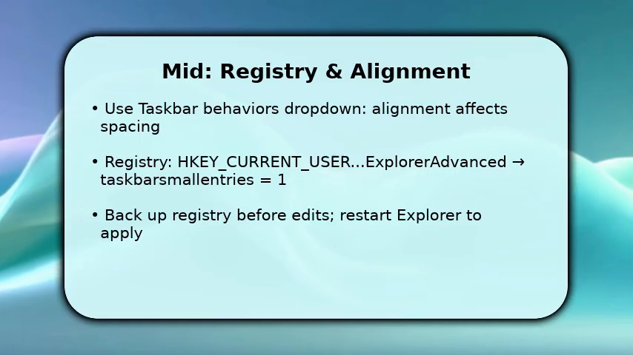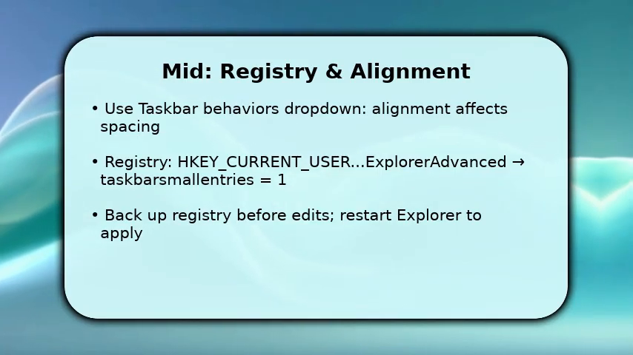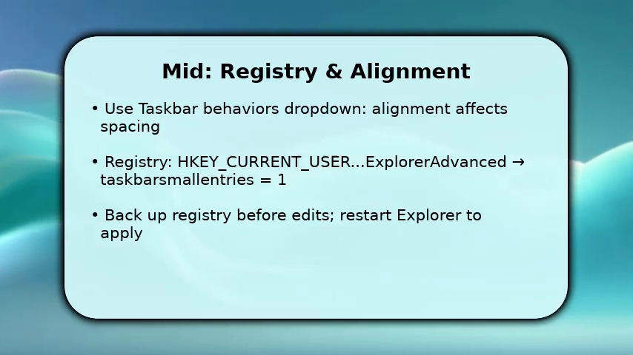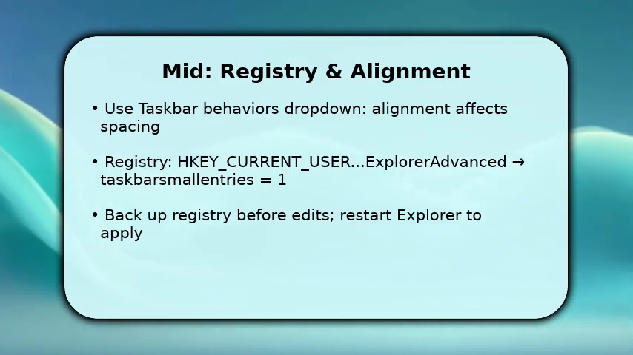For finer control, open Registry Editor, only if comfortable. Navigate to HKEY_CURRENT_USER\Software\Microsoft\Windows\CurrentVersion\Explorer\Advanced and change TaskbarSmallIcons to 1 to enable smaller icons. Back up the key before editing.